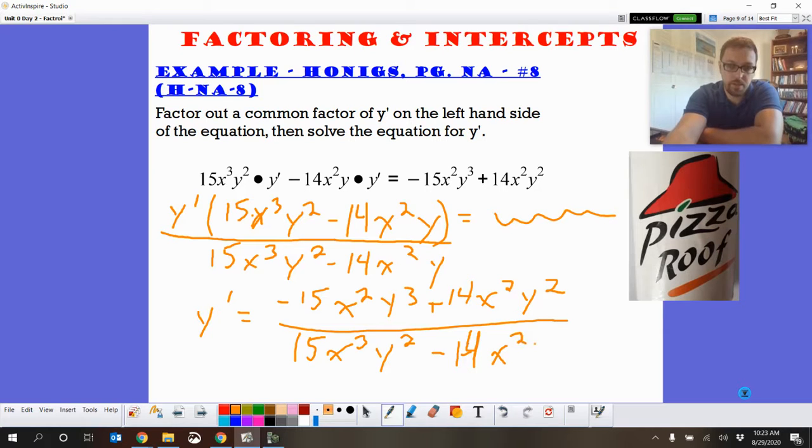Now you might be tempted, ooh, I'm going to cancel those 15s, I'm going to cancel those 14s, I'm going to cancel x's left and right. No, no, no, no. You can only do that if it's something divided by itself with like all wrapped up and real nice. This one is all loose and wiggly. We need to factor these pieces before we can do any canceling.